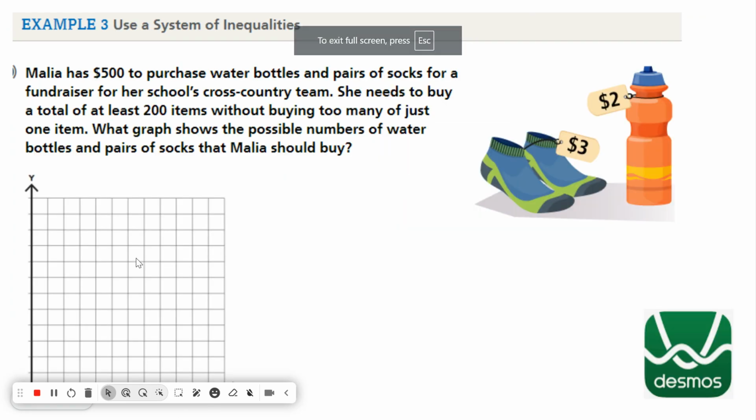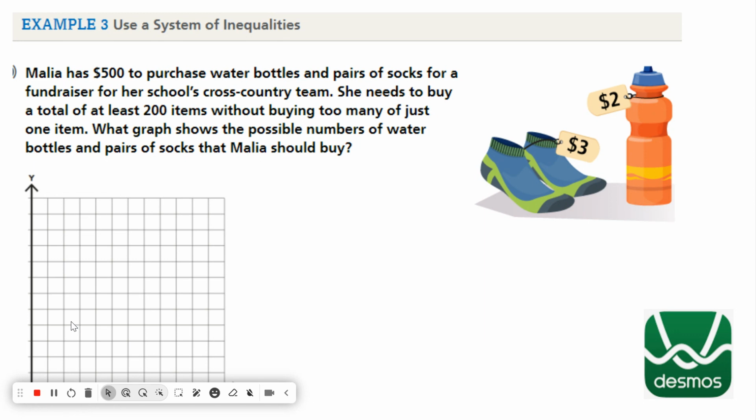Okay, last but not least, our word problems, right? I love our word problems. So we have Malia has $500 to purchase water bottles and pairs of socks for a fundraiser for her school's cross-country team. She needs to buy a total of at least 200 items without buying too many of just one item. What graph shows the possible numbers of water bottles and pairs of socks that Malia should buy?